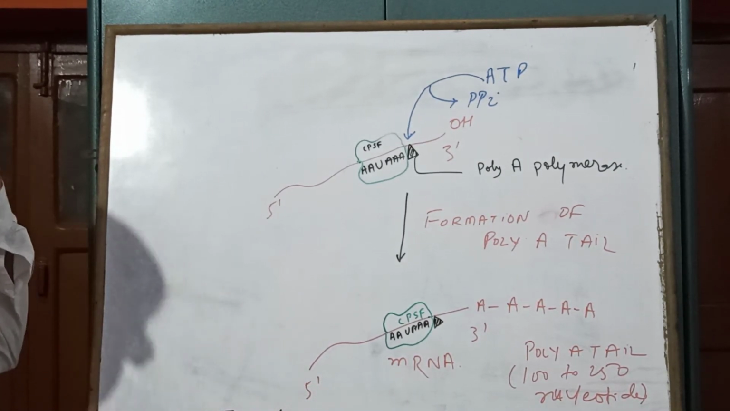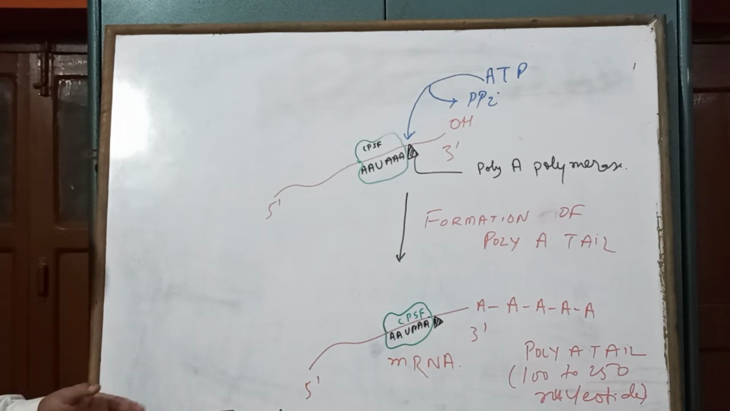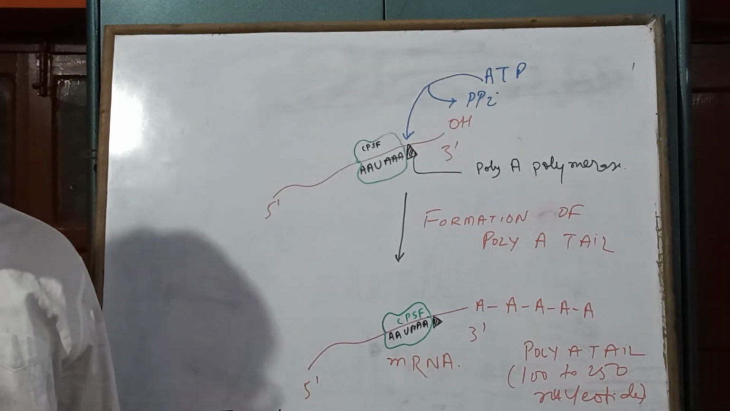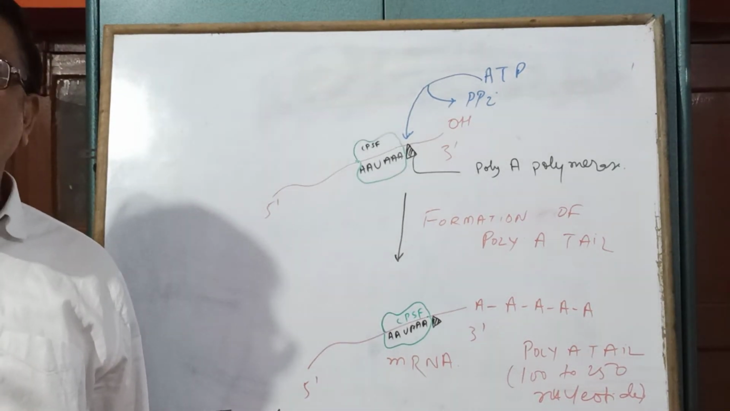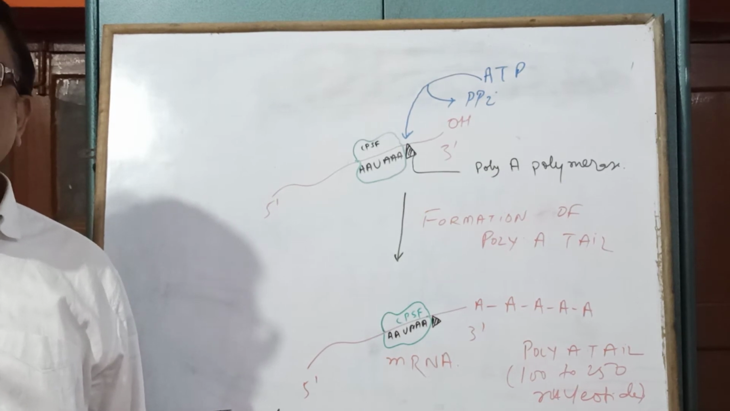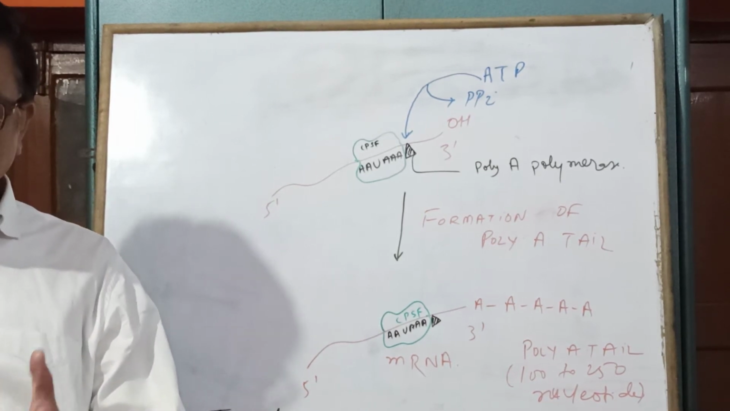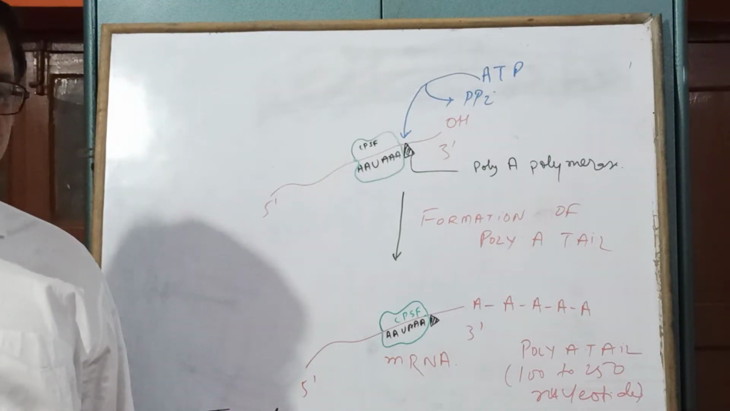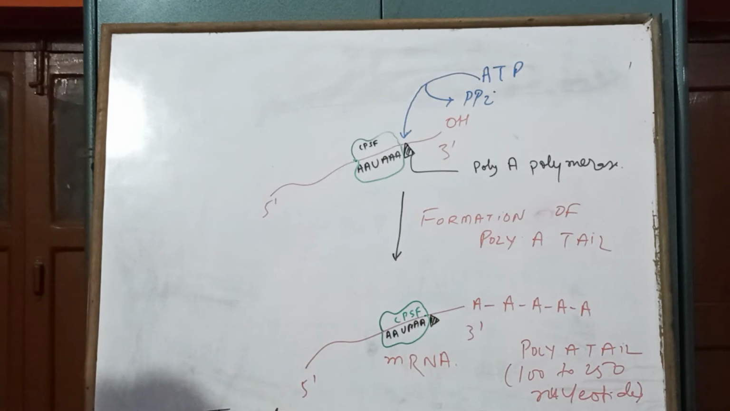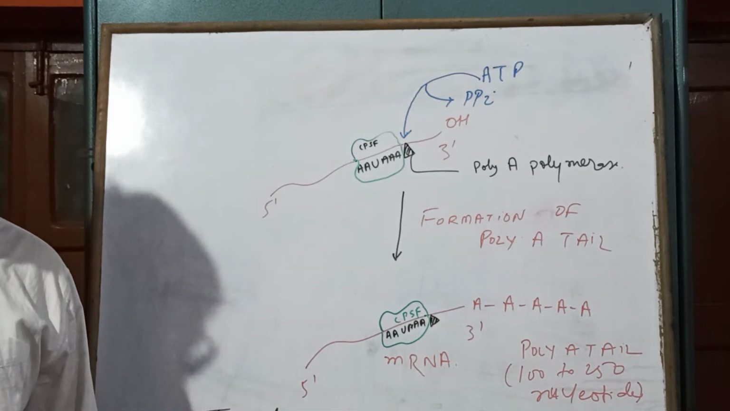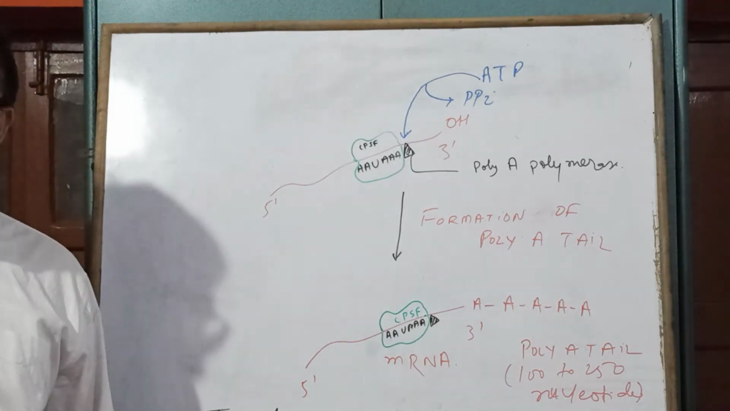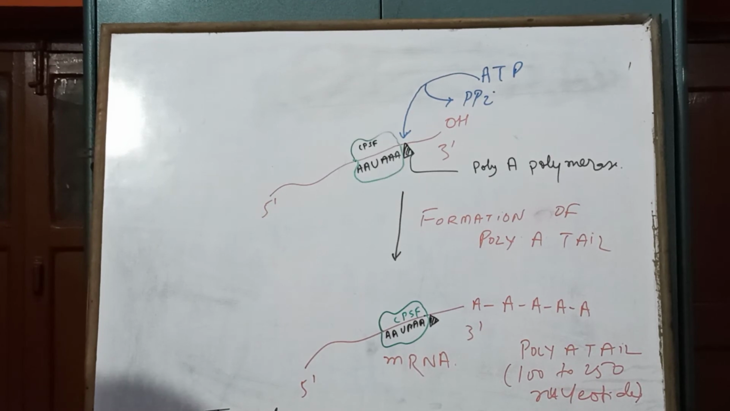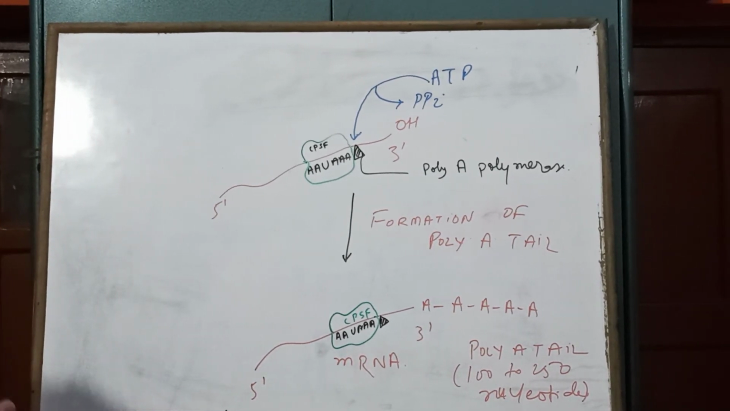I must emphasize that this poly-A tail length varies with the species and also with the age of the mRNA. That is, if you find a mature mRNA, it will have fewer adenylate nucleotides in the poly-A tail. Why? Because it is being attacked by 3' exonuclease. So it reduces the poly-A tail, that is, it is degraded.